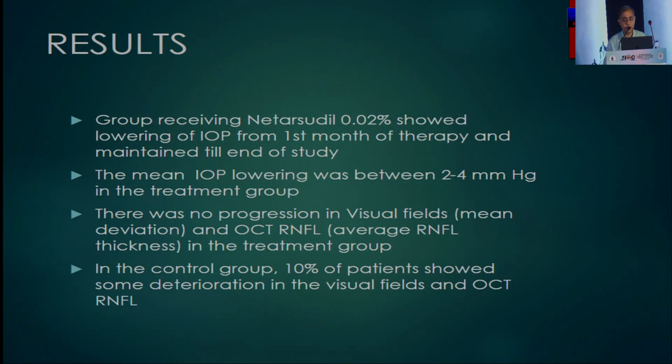The group receiving nitarsudil 0.02% showed lowering of IOP from the first month of therapy and maintained it till the end of study, meaning 12 to 14 months of study. The mean IOP lowering was between 2 to 4 millimeter mercury in the treatment group. There was no progression in visual fields, mean deviation, and OCT RNFL average thickness in the treatment group. In the control group, 10% of patients showed some deterioration in the visual fields and OCT RNFL.